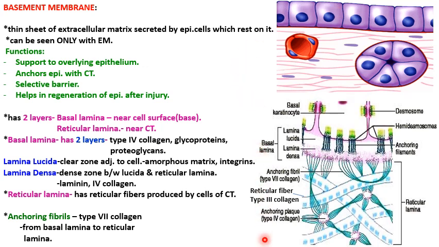This is the electron microscopic view of the basement membrane. This is the cell from here. So from here till here is the basement membrane. This basement membrane has two layers: one is the basal lamina, the other one is the reticular lamina. The basal lamina is nearer to the cell base or the cell surface, and the reticular lamina is nearer to the connective tissue.